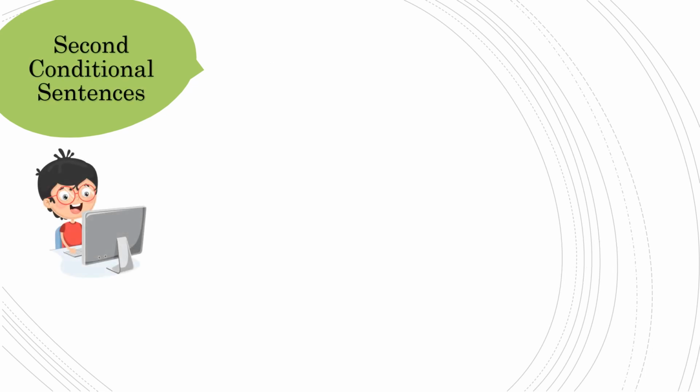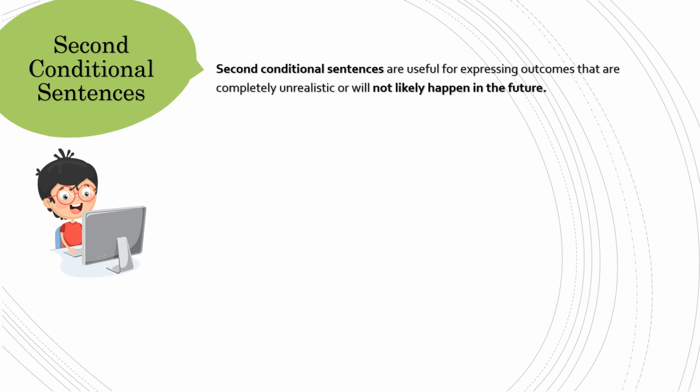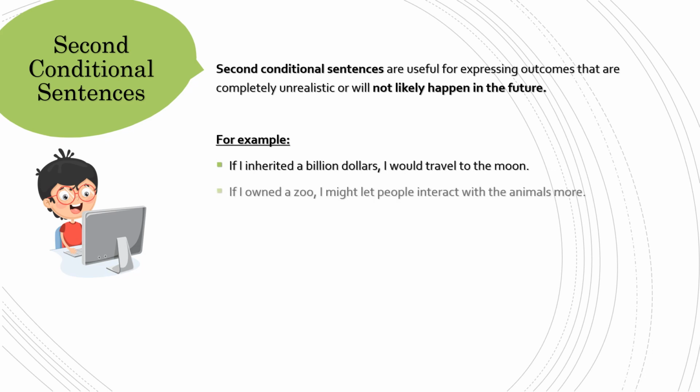Second conditional sentences. Second conditional sentences are useful for expressing outcomes that are completely unrealistic or will not likely happen in the future. For example, if I inherited $1 billion, I would travel to the moon. If I owned a zoo, I might let people interact with the animals more.